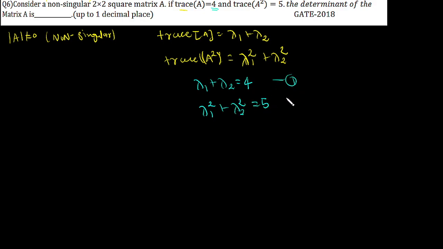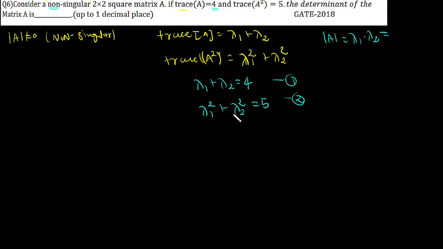Now we have two equations and two unknowns, so we have to solve these two equations. From this we can get the values of lambda 1 and lambda 2, and from this we can easily find the determinant, because the determinant of any matrix is nothing but the multiplication of all its eigenvalues, lambda 1 and lambda 2. The determinant must be non-zero because it is given that the matrix is non-singular. To solve these equations, you can solve algebraically, but you end up with a quadratic equation and you have to find the roots of this quadratic equation.